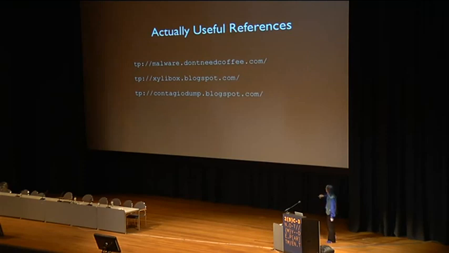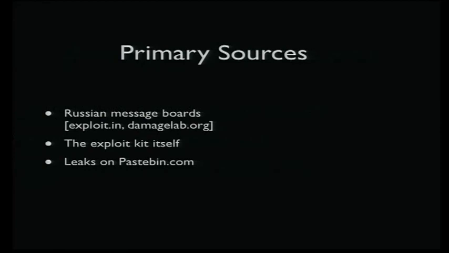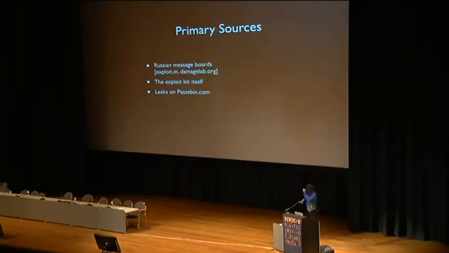These are actually useful references. These are ones I actually used, so I do need to acknowledge those. The other thing is pretty much everyone is getting the information from these three sources. Actually this one's kind of optional, but basically there's the exploit kit itself. And then there's everything that the author posts on a bunch of message boards in Russia. These days it's mostly exploit.in. Way back 2 years ago when 1.0 came out, it was mostly on this website. And also you find a lot of interesting stuff turning up on Pastebin. I'll get to that in a moment.